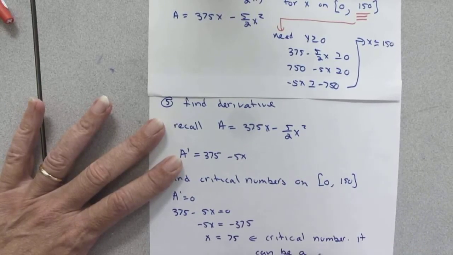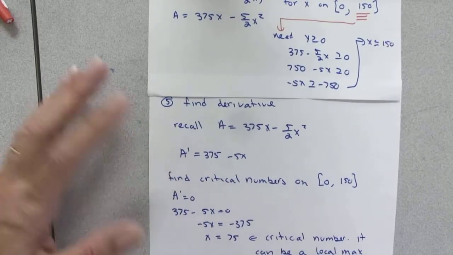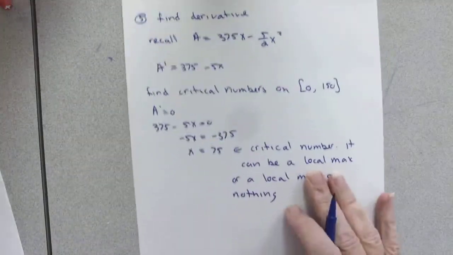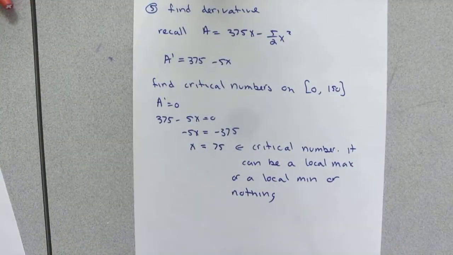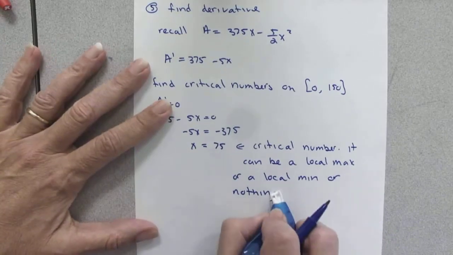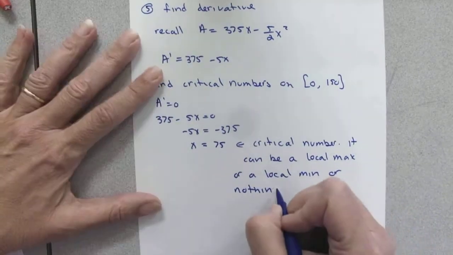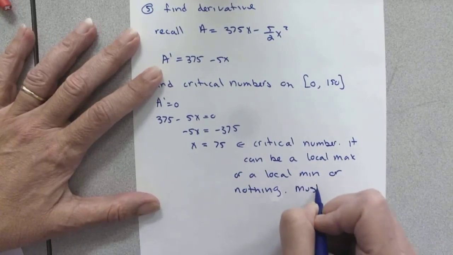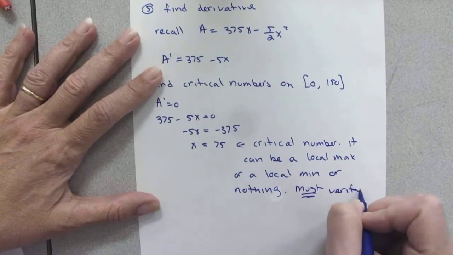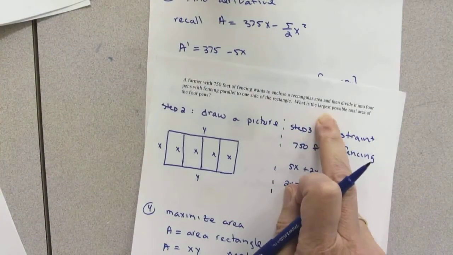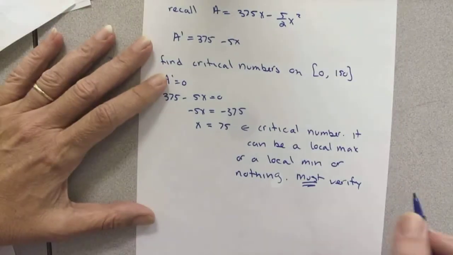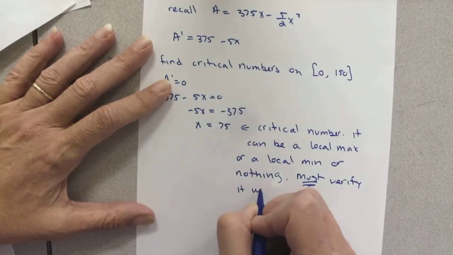It can be a local max or a local min or nothing. That's all we know mathematically. It can be a local max, a local min, or nothing. So you must verify. In this case, if we go back to the original problem, we wanted the largest possibility. Must verify it will lead to a maximum.